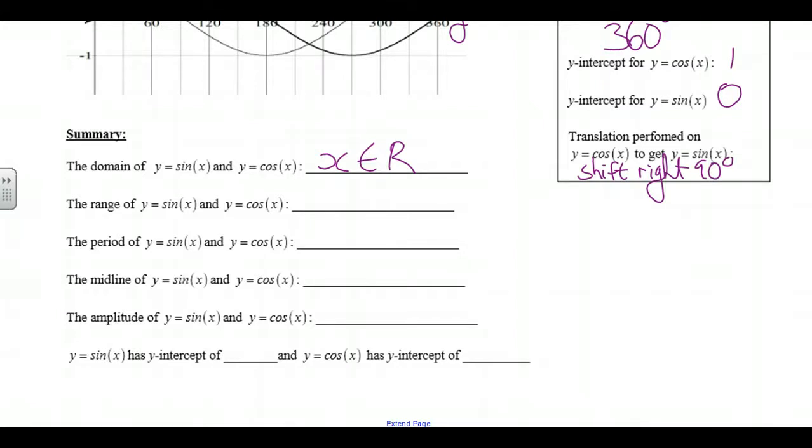What is the range? Okay, both functions go from -1 to 1. What is the period? Or, and this is more important for you, what's the period in degrees? In radians, what's the period? 2 pi. What's the midline? What's the amplitude? 1. Yeah, sine has a y-intercept of 0, and cos has a y-intercept of 1.